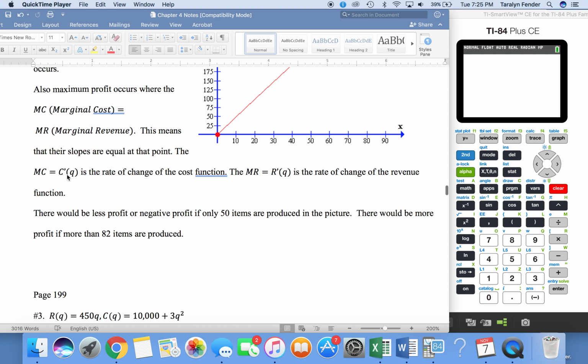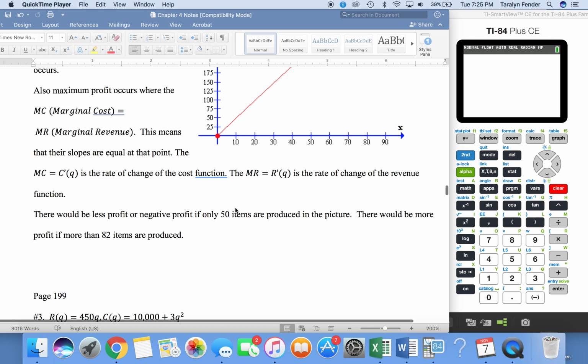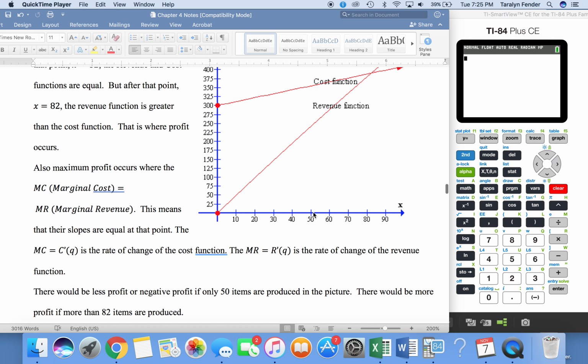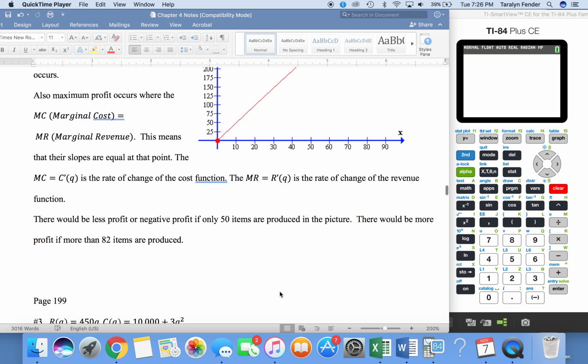The marginal cost, C prime of Q, is the rate of change of the cost function. The marginal revenue is equal to R prime of Q, which is the rate of change of the revenue function. There will be less profit or negative profit if 50 items are produced in the picture. So if 50, I go up and I see I'm on the revenue function, which is below the cost function, so there would be negative profit. There would be more profit if there were more than 82 items produced.